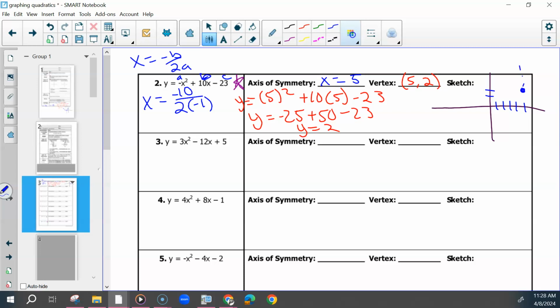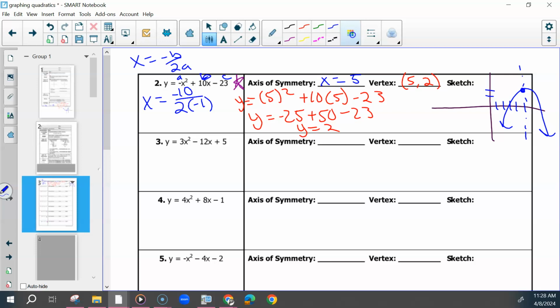And your axis, your vertex and your axis of symmetry. Would this face up or down? Down. So from your vertex, draw a U shape that is down. Try to make it symmetric, but it's a rough sketch, so it's okay. Questions so far?